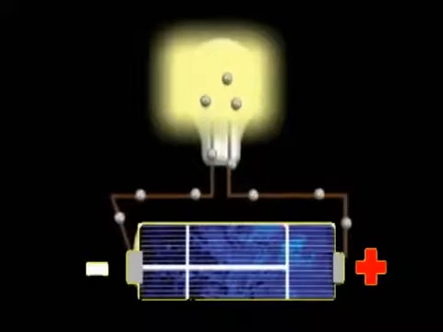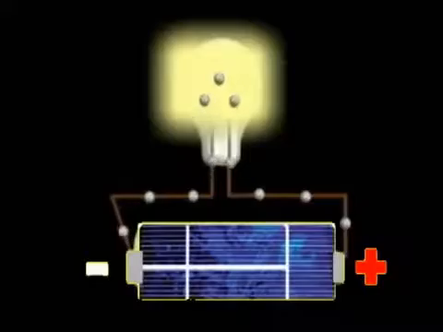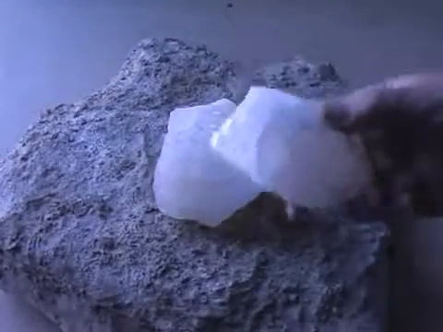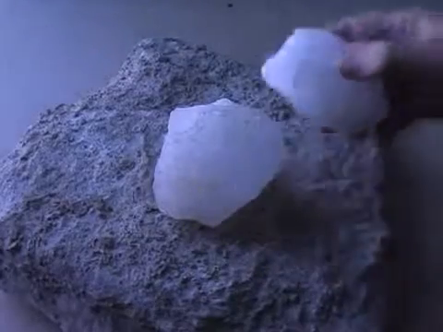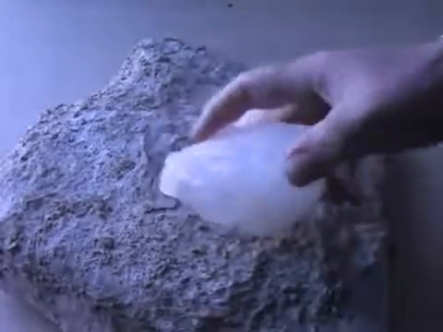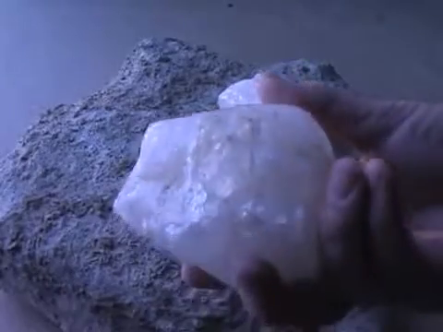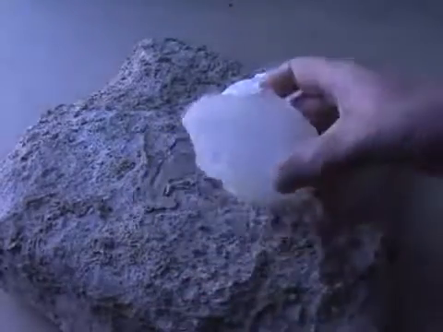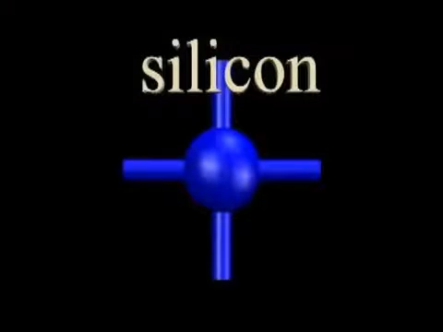Solar cell manufacturers use silicon crystals to create solar cells. Silicon is a very common element. If you have ever found a piece of quartz, you have found a crystal created from silicon and oxygen. A silicon atom has 4 valence electrons. This simplified model shows a silicon crystal structure, with each silicon atom connected to 4 others.